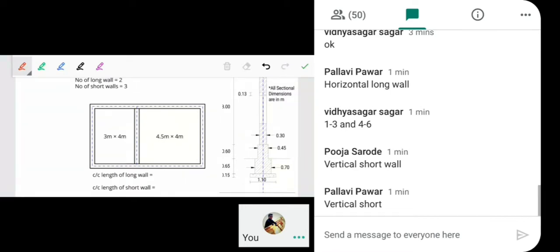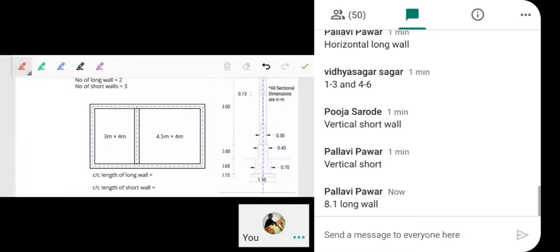Only those who are giving the answer in the chat box will be considered for the attendance. More than half of you have joined late. Only those who are solving the particular numerical will be considered for the attendance. So everyone must answer.